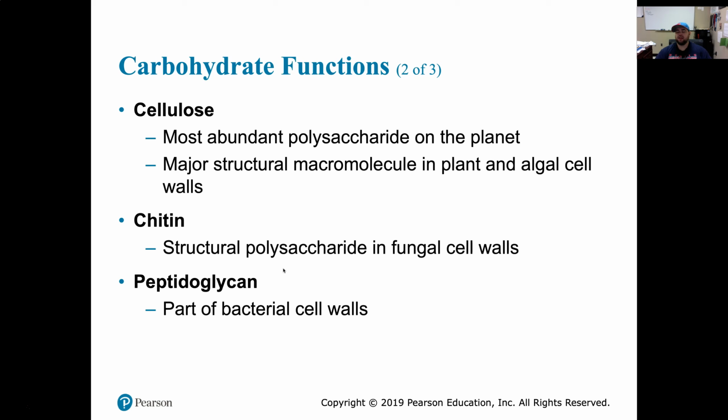Peptidoglycan. Peptidoglycan is one of the most important structural components of a bacterial cell wall. Without peptidoglycan, you have little to no chance of having a cell wall. You may still have a cell membrane, but without peptidoglycan, there is no cell wall. If something ends in ose, O-S-E, it's almost always a sugar. Cellulose, fructose, sucrose, glucose, so on and so forth.